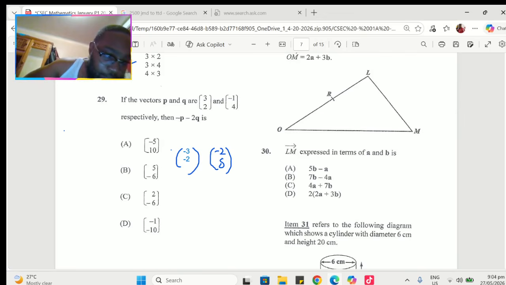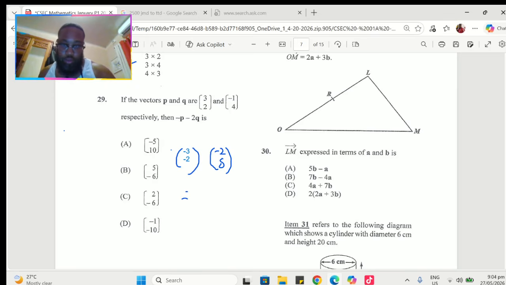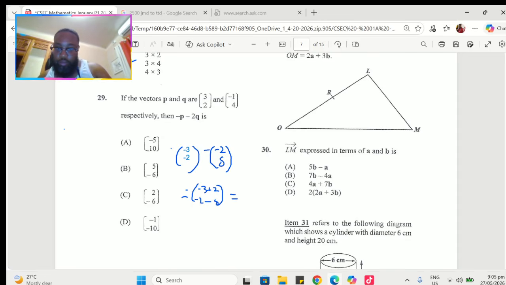So negative P minus 2Q will be equal to, let's see, negative 3 minus negative 2, which is the same as a negative is a positive, so that will be negative 3 plus 2, and then negative 2 minus 8. Negative 3 plus 2 is negative 1, and negative 2 minus 8 is negative 10. So the answer is D.